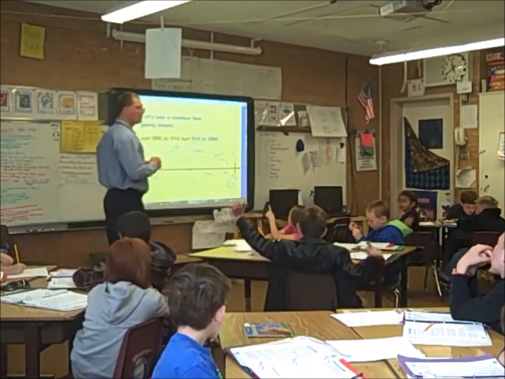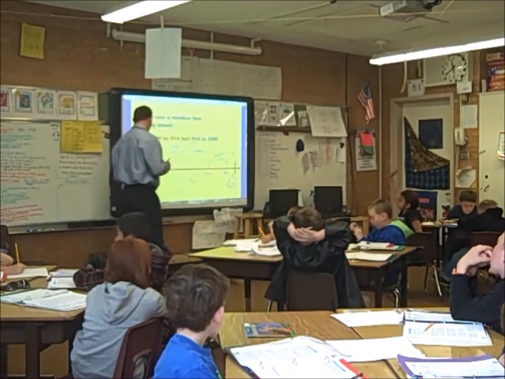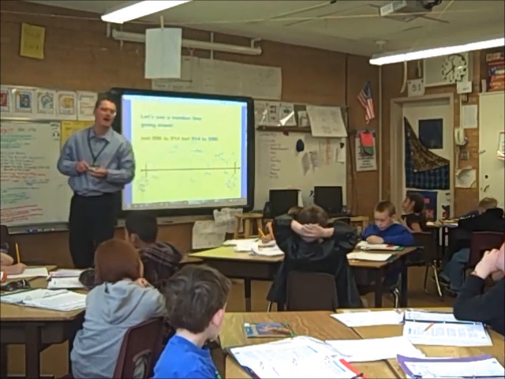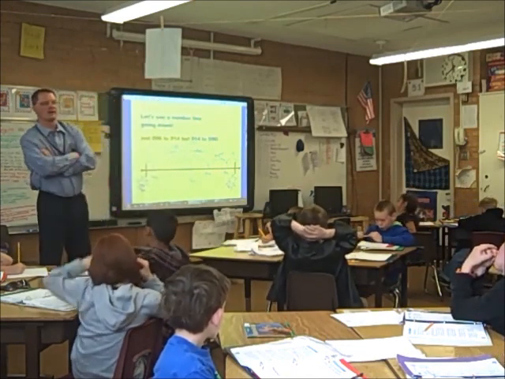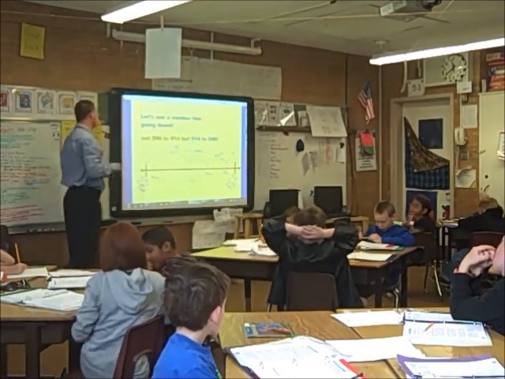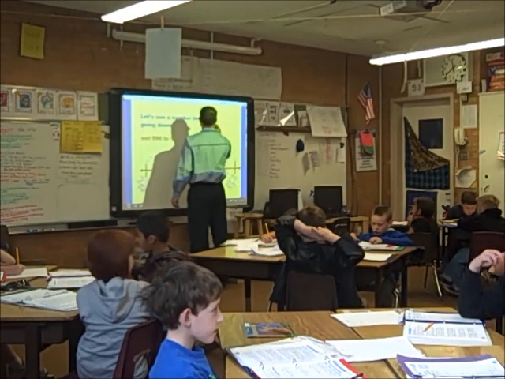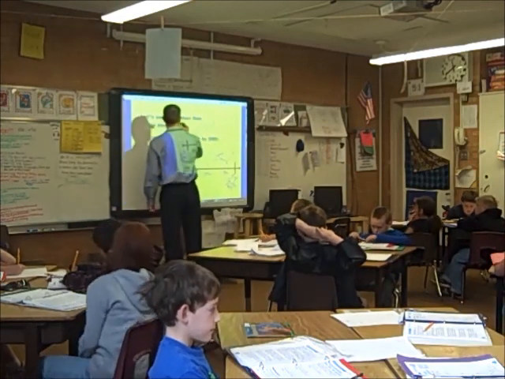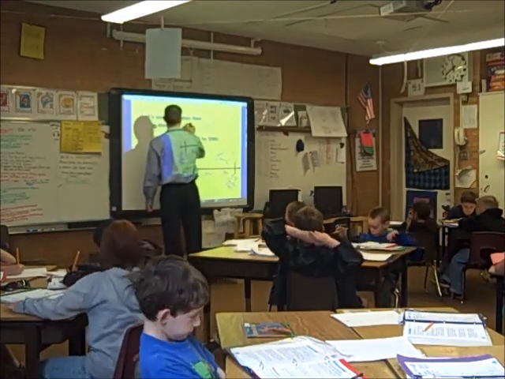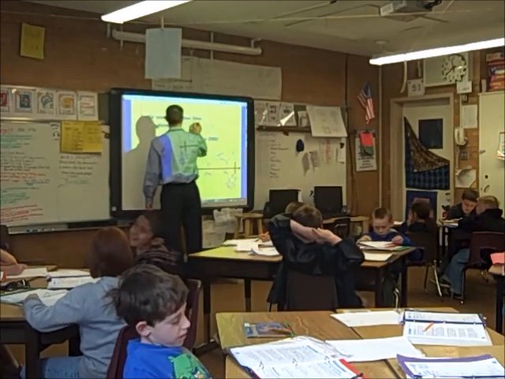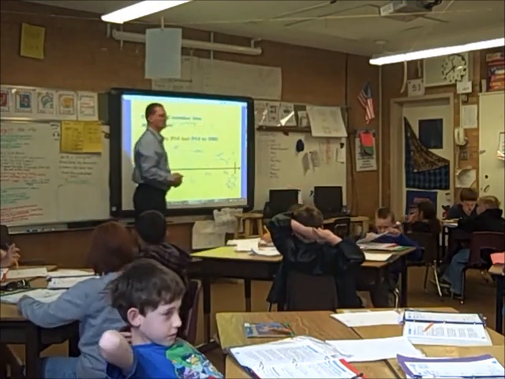So, what is the distance between Scotts Bluff and South Pass? Brianne? 318. Very good. Because 300 plus 14 plus 4 equals 318.